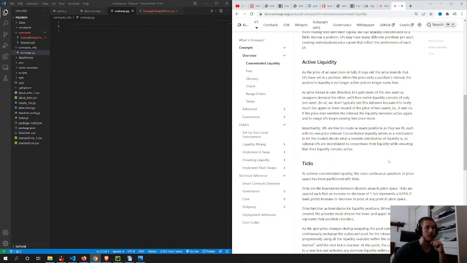So if you have 100 ETH and the price is $200 and the price falls to 80 and it goes out of the pool, then it comes back when it's at 100 again, and it doesn't matter because the quantity is the same.